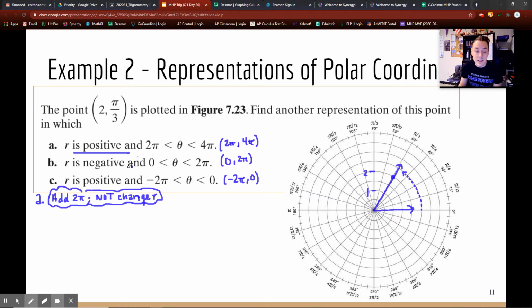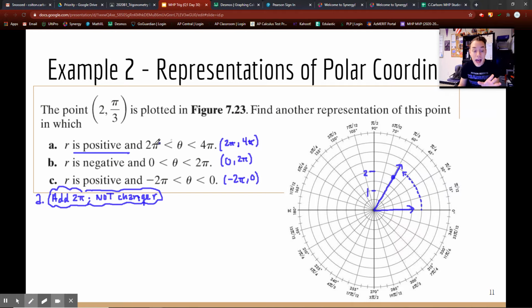Now, the reason why I do 2 pi here is because of this interval. It goes from 2 pi to 4 pi. So that means if it goes from 2 pi to 4 pi, I need to make sure to go well past 2 pi. Okay, this angle measure, the initial angle measure that I'm given, is already within 2 pi.